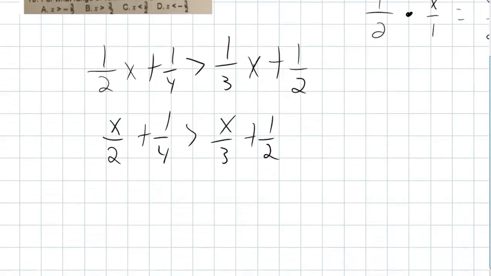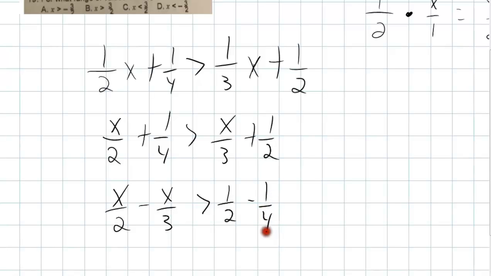So the next thing I want to do is start getting the like terms on the same side, or you can also think of this as isolating x. So I want to get the x's on the same side of the equation. I'm going to subtract x over 3 and put it over here, and I'm going to subtract 1 over 4 and put it over here. Okay? So here is x over 2 minus x over 3 is greater than 1 over 2 minus 1/4.